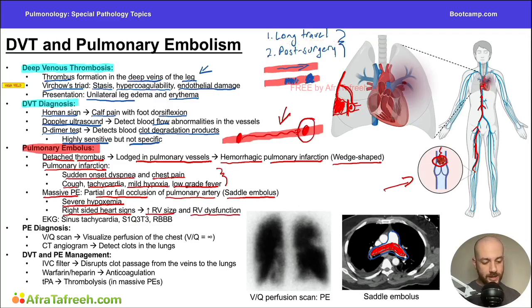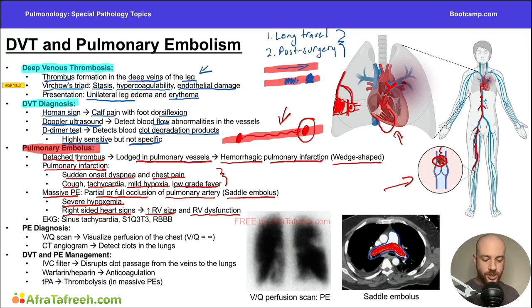So just taking a look again at this diagram over here, if we have a large saddle embolus that's occluding the pulmonary artery, now blood is going to back up into the right ventricle, expand its size, and once it's expanded, now it's going to start to dysfunction, and we can start to see things like arrhythmias.